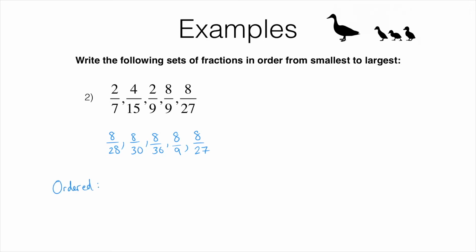The smallest fraction is the one with the biggest denominator, that's 8/36, which was 2/9. So we've dealt with that one. Then we've got 8/30ths, which was 4/15. Then we have 8/28, which is 2/7. Then we have 8/27, which was just 8/27. And finally, we've got 8/9. So we've dealt with all of those fractions and put them in order.